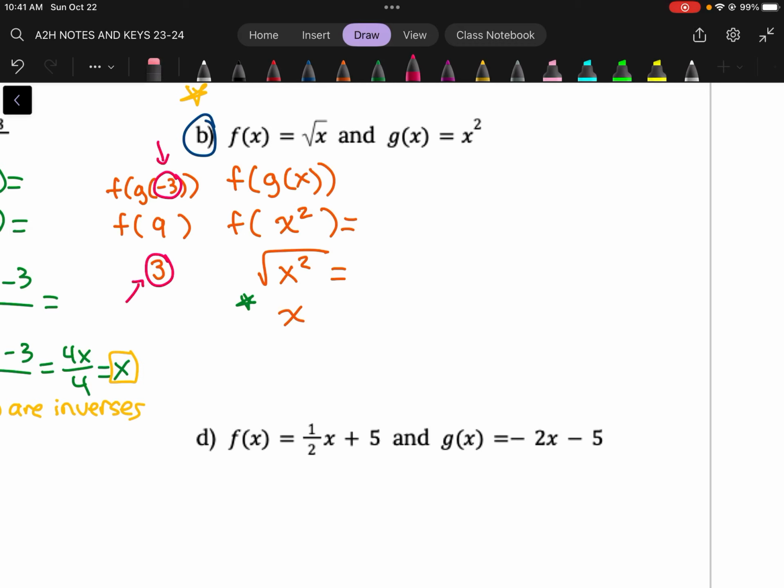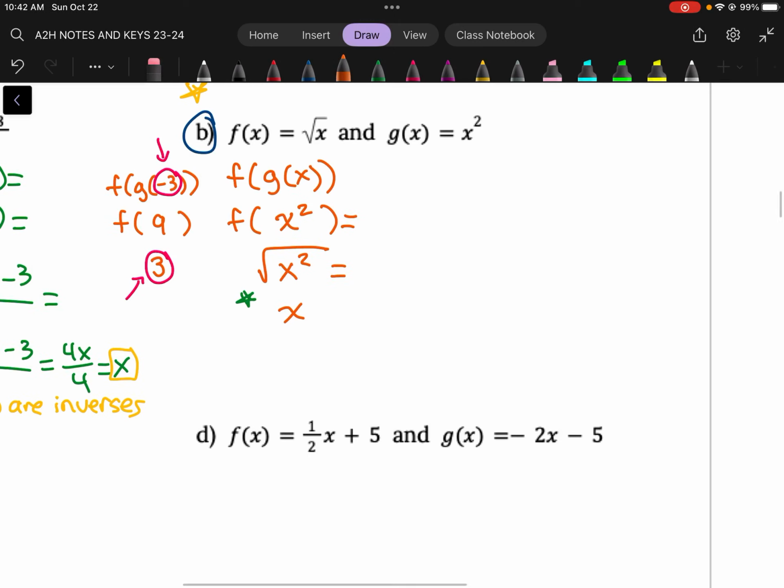When you plug in a negative number, because you're squaring it and then taking the square root, it's always going to come out to be a positive. If you did the same with g of negative 5, you'd get f of 25, and then you take the square root, it's going to be 5. So all of the negatives become positives, and we know how to deal with that. All of the negatives becoming positives means that this is actually the absolute value of x.